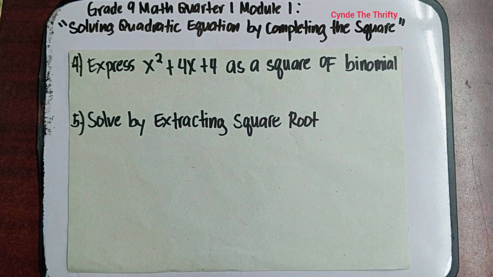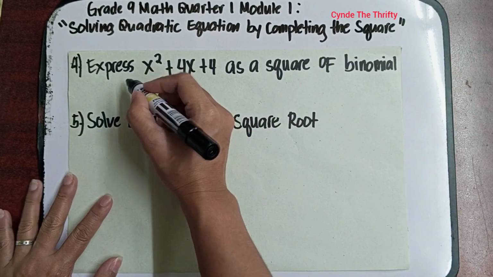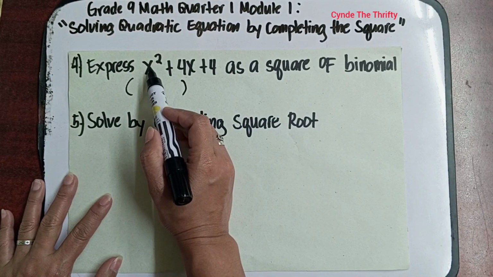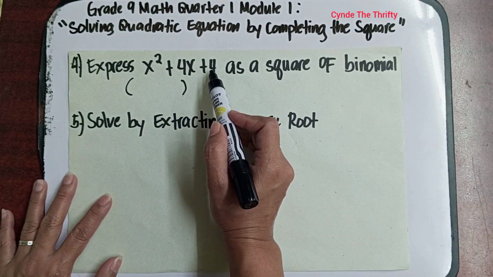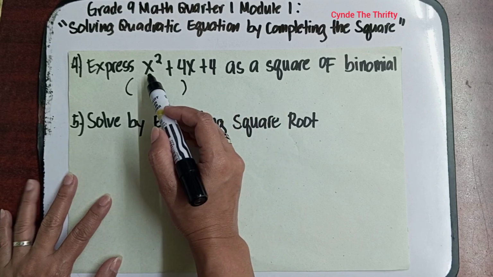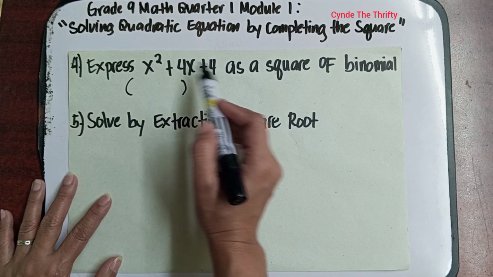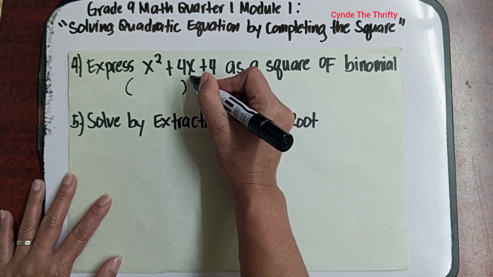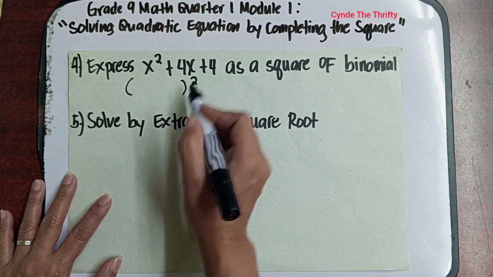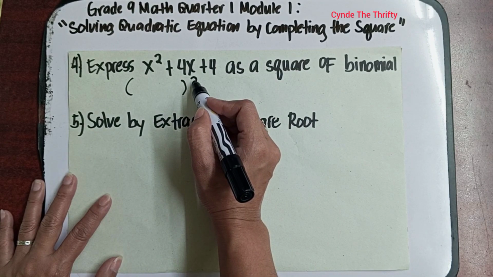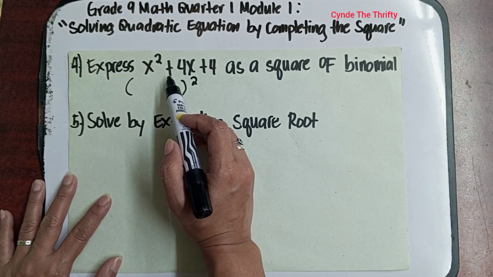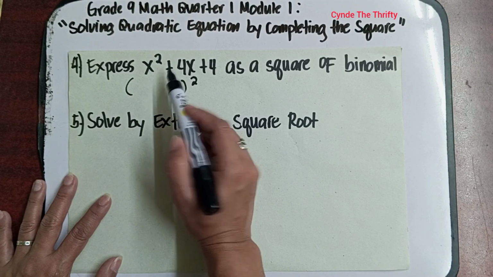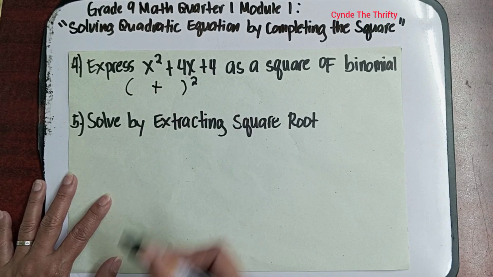Paano yun siya gagawin? Okay, so kukunin natin ang square root ng ating a at ng ating c. So, ang a natin tapos i-square natin siya. So, isulat natin dito. Tapos, square dito. And titingnan natin ang ating middle na sign. So, ang middle na sign natin is positive. So, positive ang ilagay natin dito.